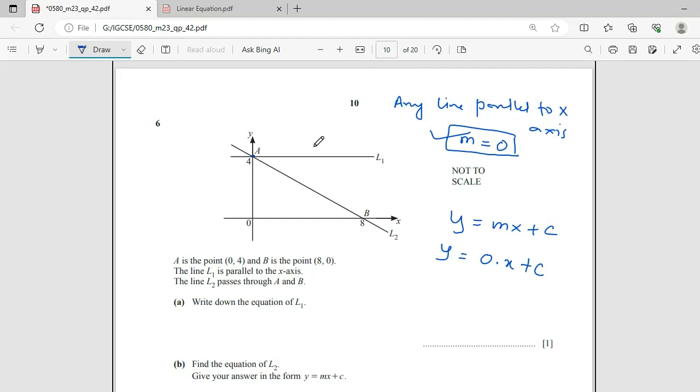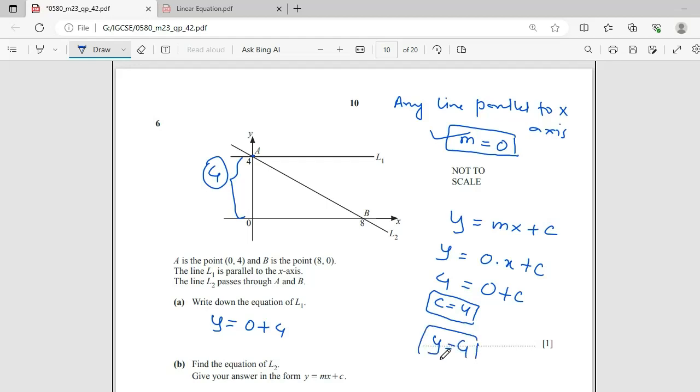We know L1 is passing through A, and A is the point that lies on the y-axis. That means A is the y-intercept. The value of y at A is 4. So we put in the values: 4 = 0 × x + c, and c = 4. Now we have the value of m and the value of c, so we can write the equation: y = 0 × x + 4. So the equation of the line is y = 4.